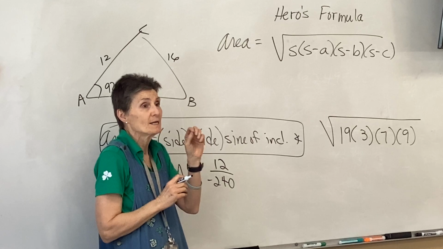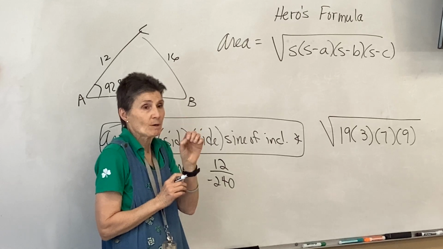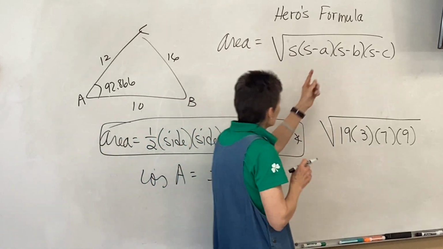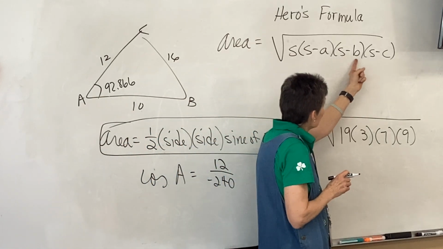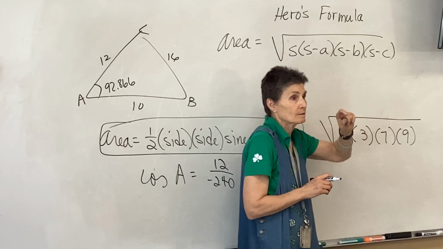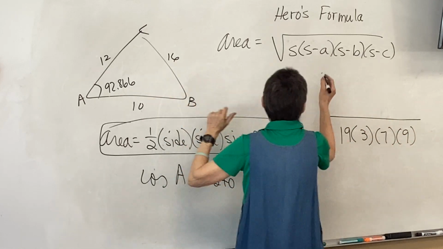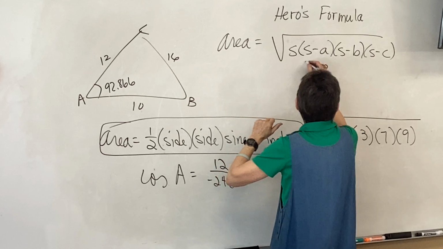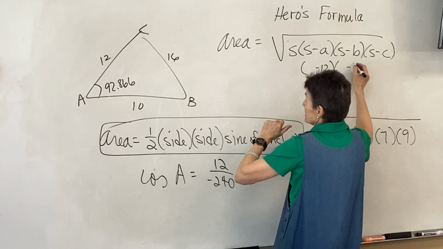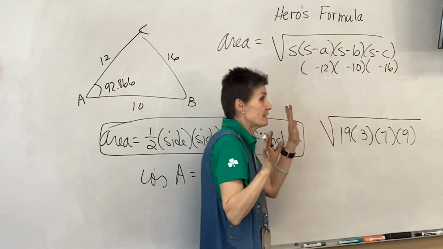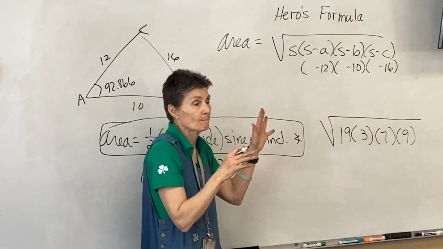finish this problem. Now, Hero's formula. What do you think the little a, b, and c stand for? The sides of the triangle. So in our problem, that's 12 and 10 and 16 in any order. It doesn't matter what order, just get them in there.